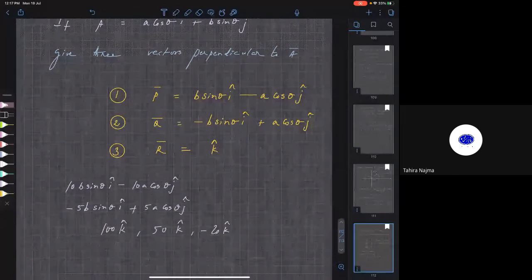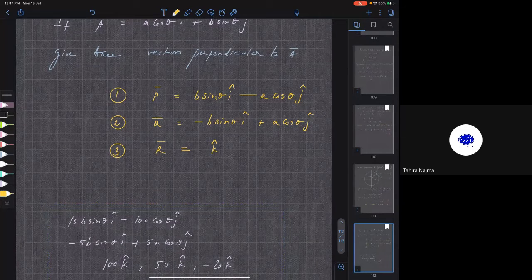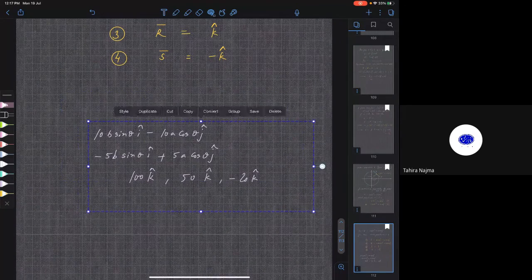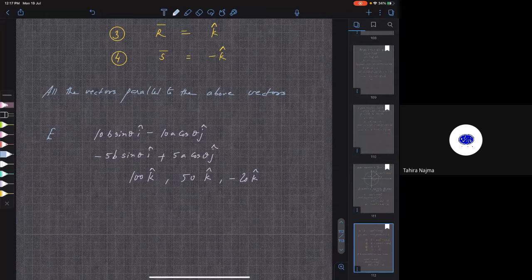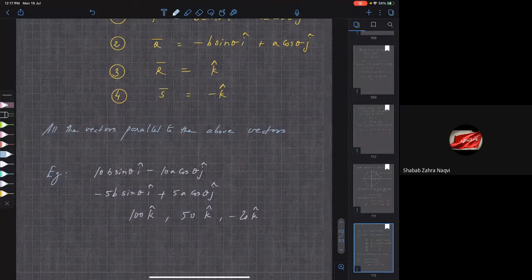Okay? So I'll write one more. So the fourth answer is S bar equals minus K bar. Clear? And all the vectors parallel to the above vectors. Clear? Example here. Clear? Okay? Sir, any doubt? Tell me.